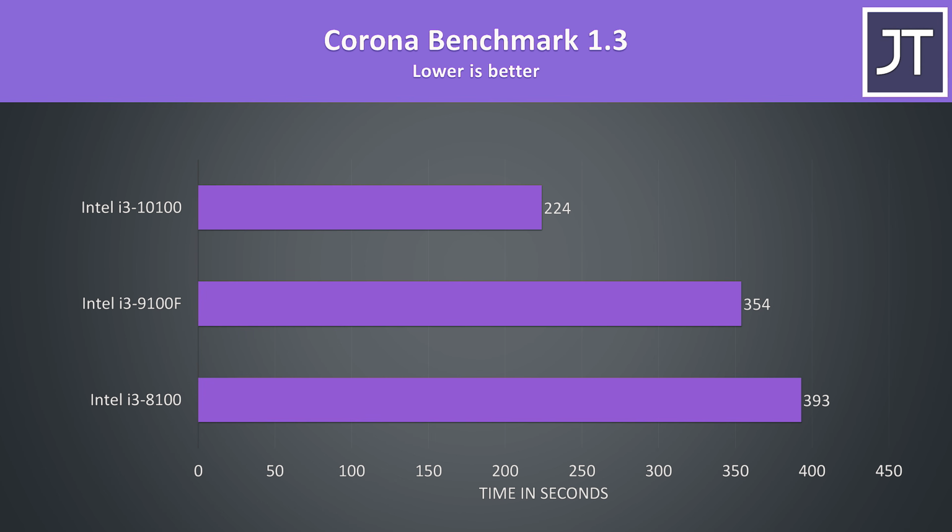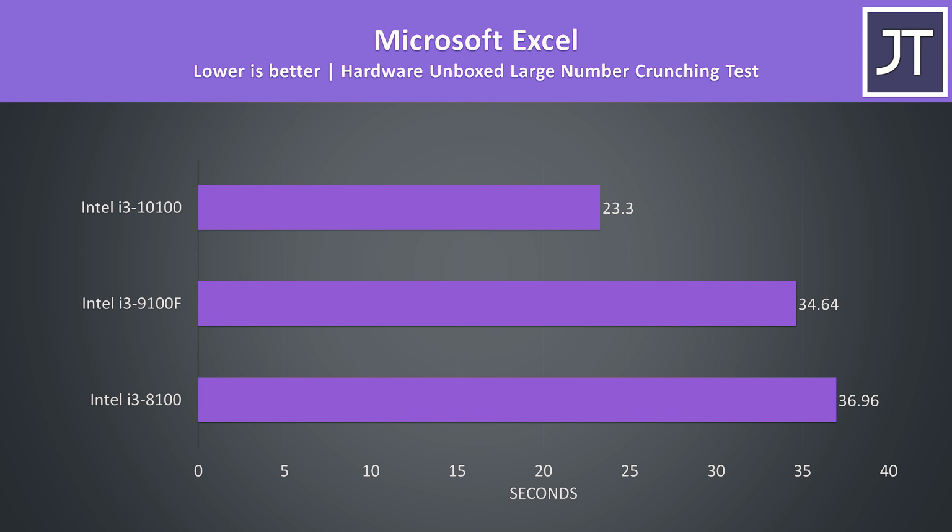The Corona benchmark also uses the processor to render out a scene, and as another threaded workload, the 10100 was doing much better than the others, completing the task 58% faster than the 9100F and 75% faster compared to the 8100. I've used the Hardware Unboxed Microsoft Excel test, and the i3-10100 was once more completing the task the fastest, almost 50% faster over the 9100 and nearly 60% faster than the 8100.